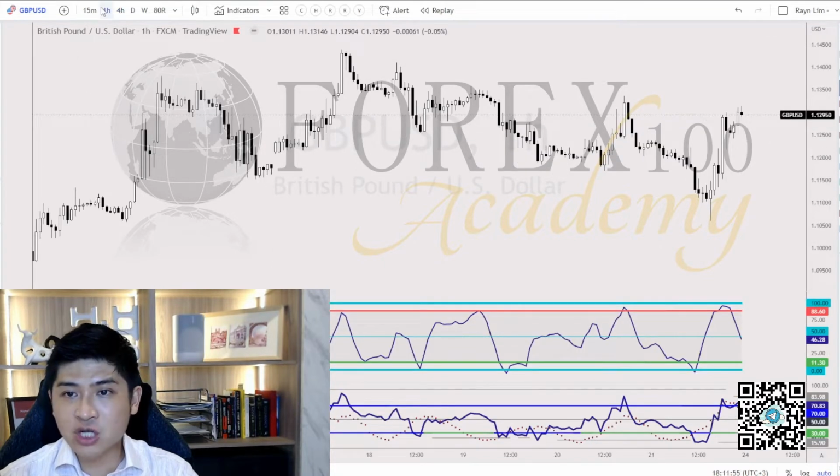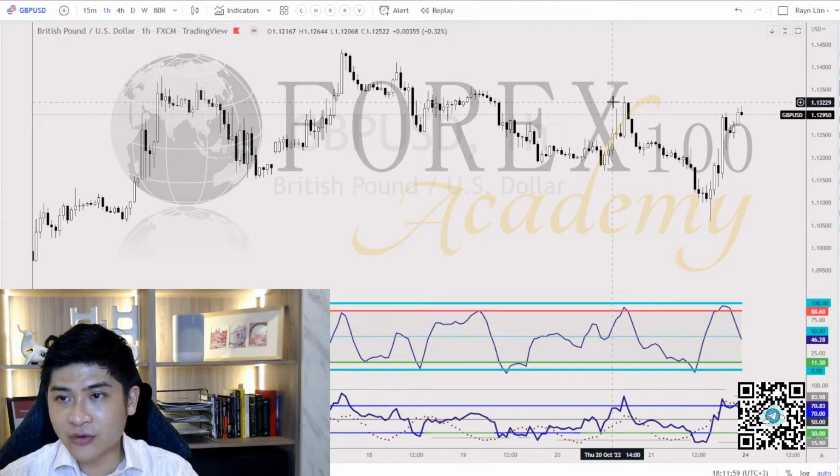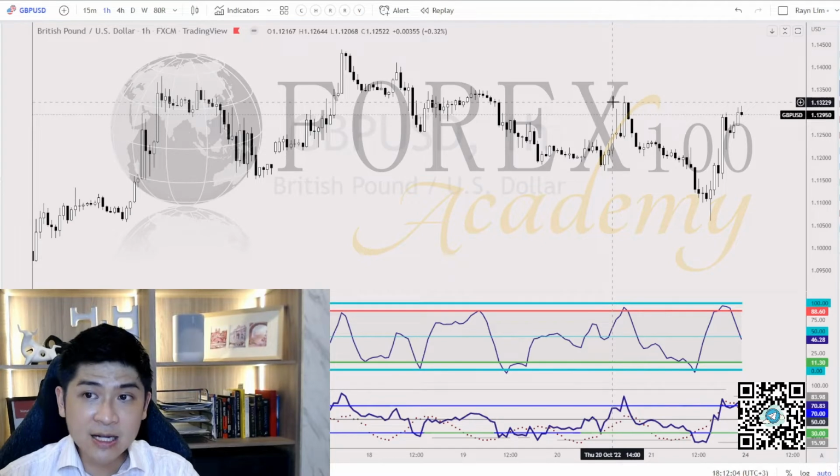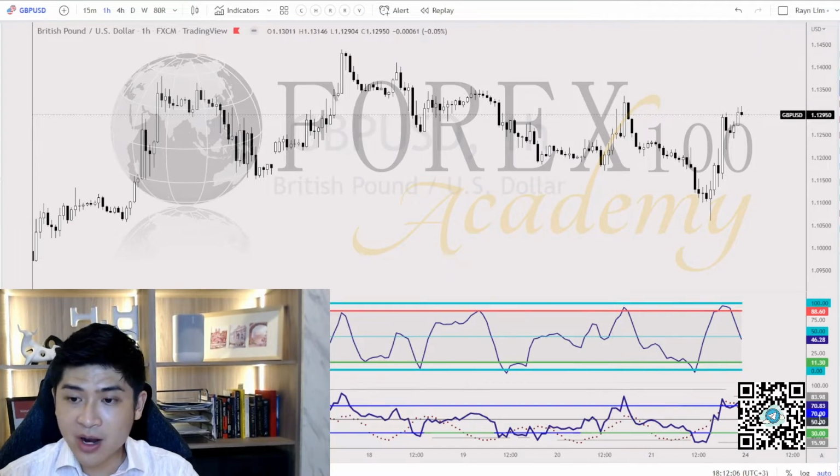And to the 1-hour chart, this is what we have. Very lovely structure. And at the level of 1.1322, you can wait for confirmation. Remember, be patient.